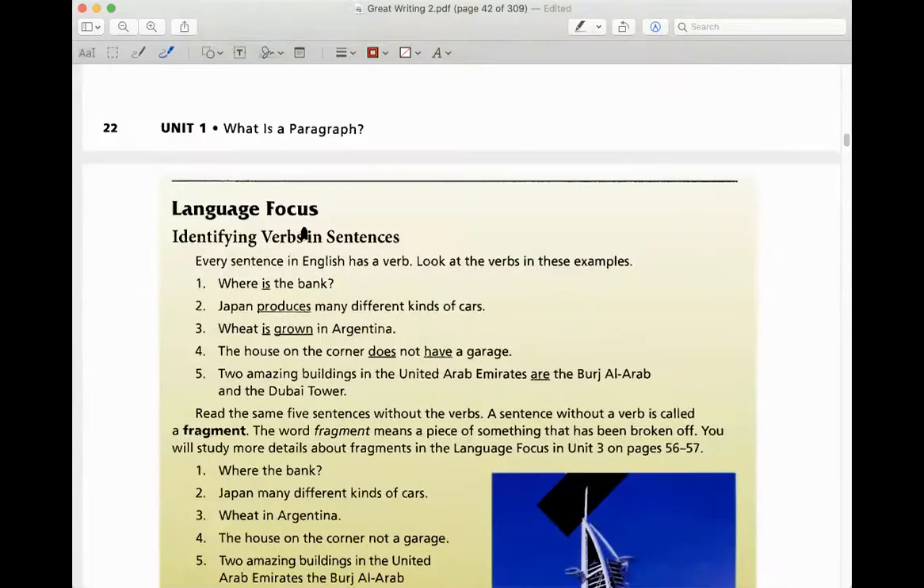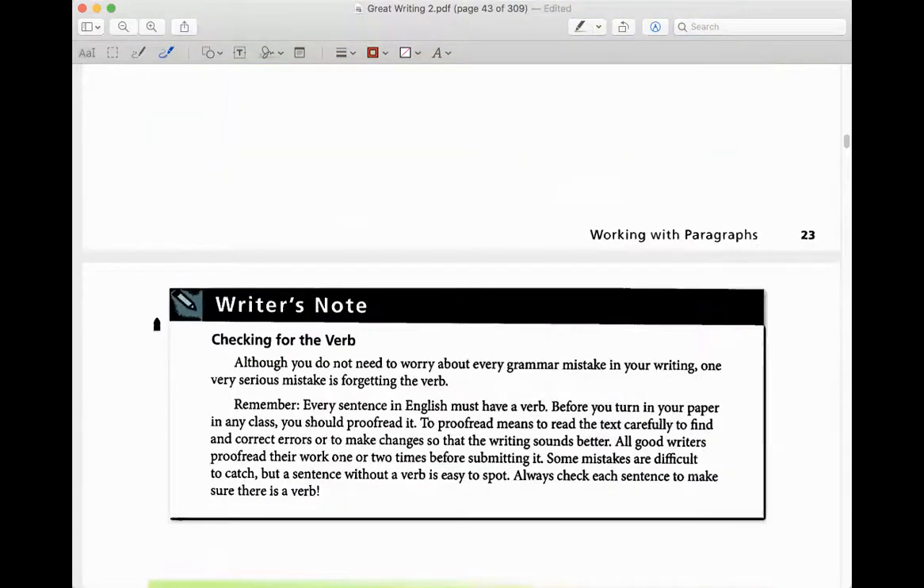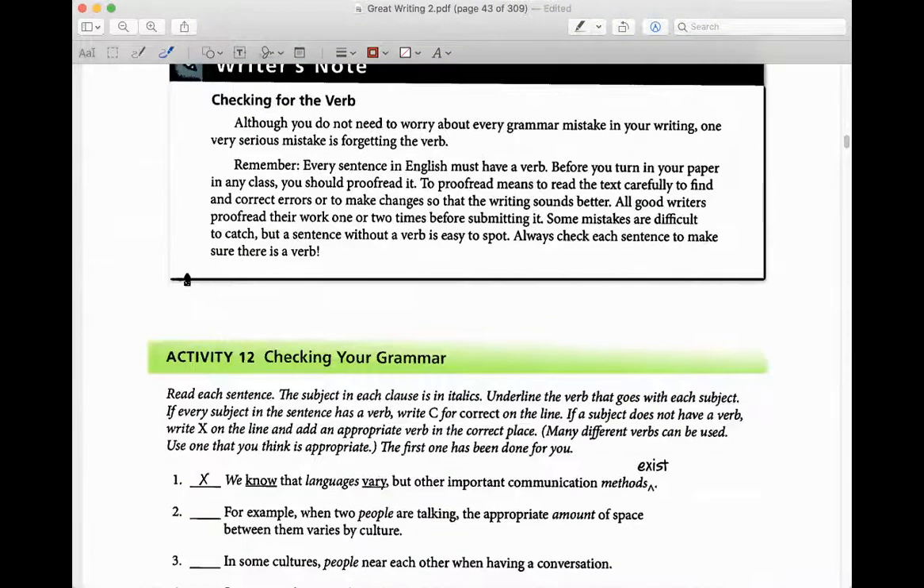This one we talked about making sure you use verbs in sentences so you can avoid fragments. You don't want to write sentence fragments on the exam. There will be some of that.